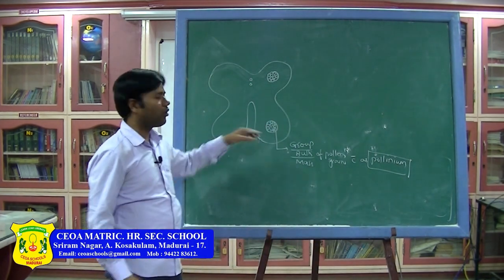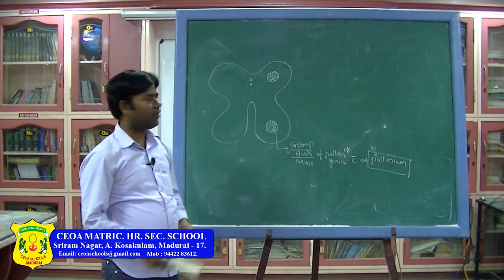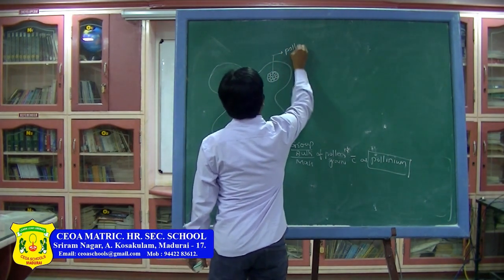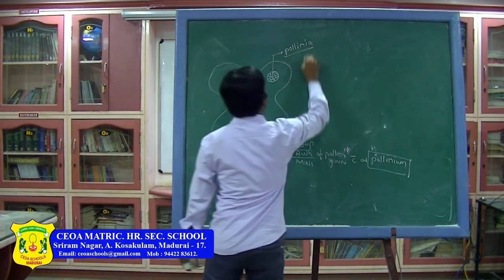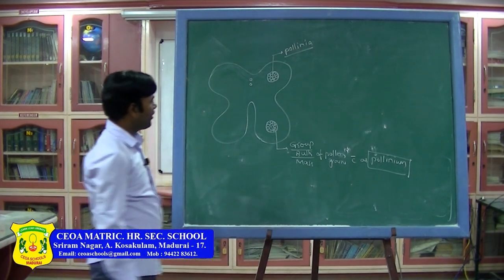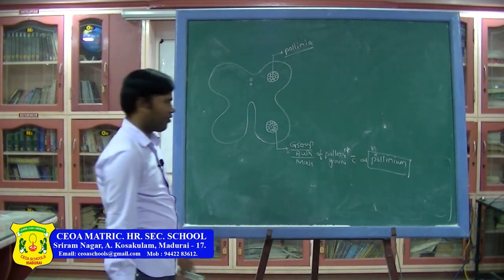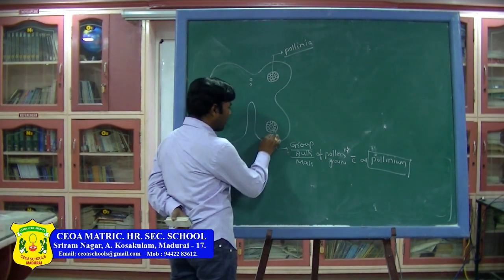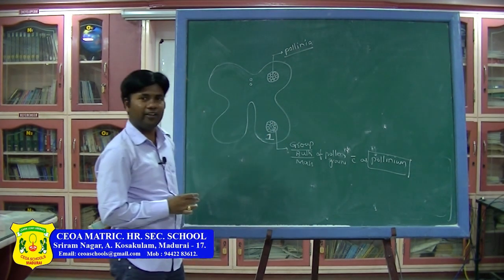Now this is one pollinia or pollinium. Then what do you call? This is also we are calling as a pollinia or pollinium. Okay. Now how many are present? 2 are present. I am just labeling as a 1 here. Pollinium I am labeling as a 1.